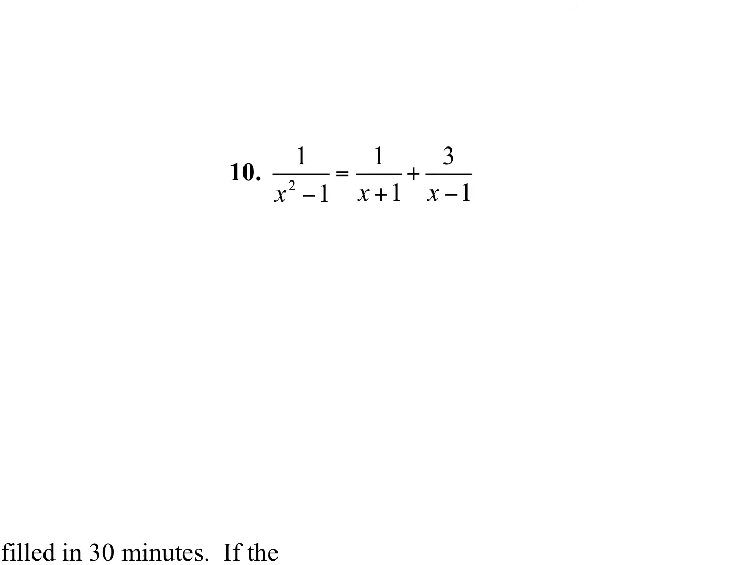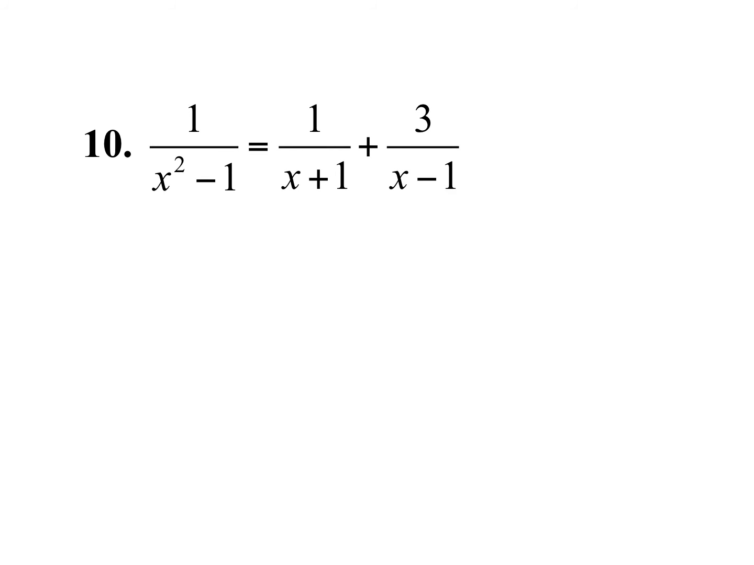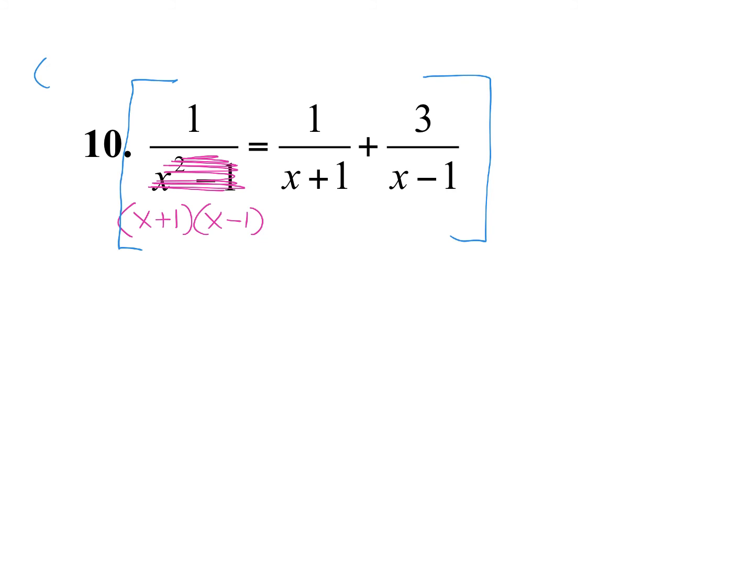All right, number 10. What do you do? The difference of squares for x squared. Yeah, difference of squares, x plus 1 times x minus 1 is going to replace this. And then what do we have to multiply by? X squared, or x plus 1, x minus 1. Right, x plus 1, x minus 1.